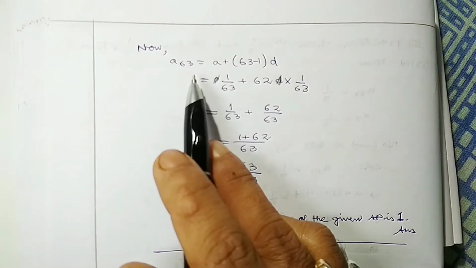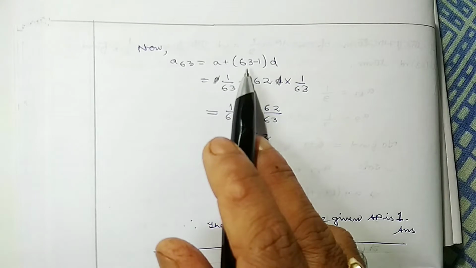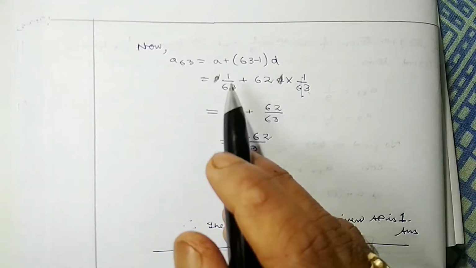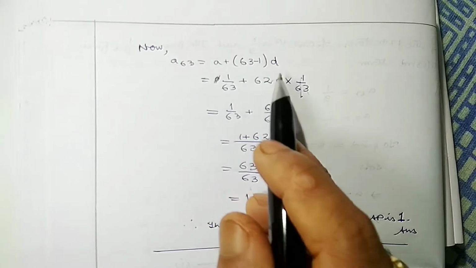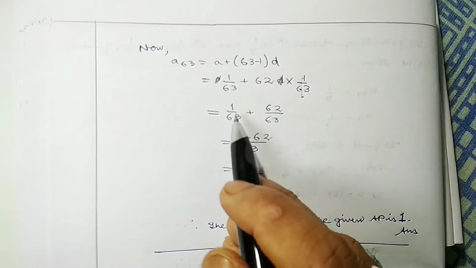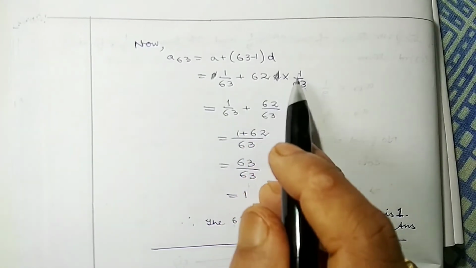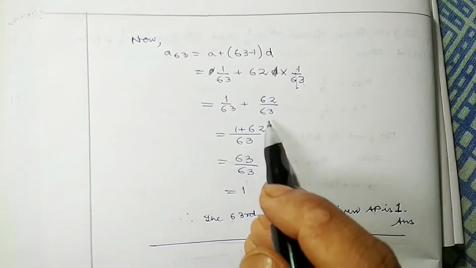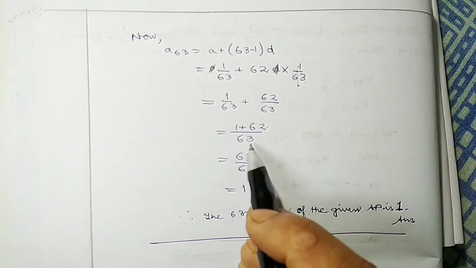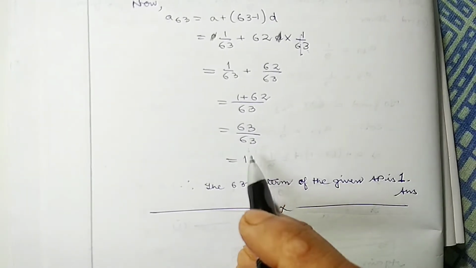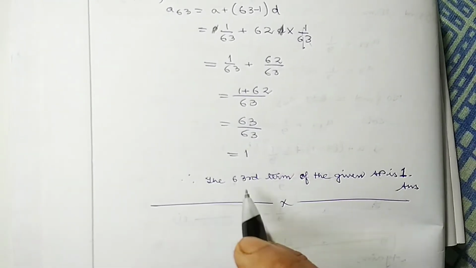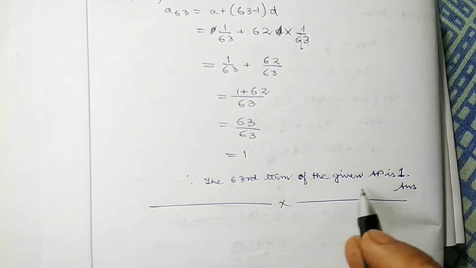Now A63, we know the formula. A plus N minus 1 into D. We got A equal to 1 by 63 plus 62 and D is 1 by 63. 1 by 63 plus 62 ones are 62 by 63. If I take LCM 63, in the numerator I will get 1 plus 62. We got 63 by 63, that means 1. Therefore, the 63rd term of the given AP is 1.